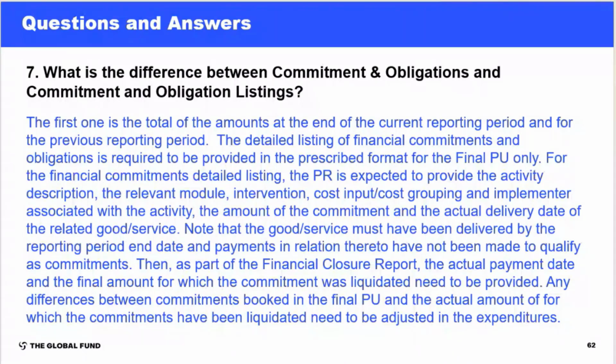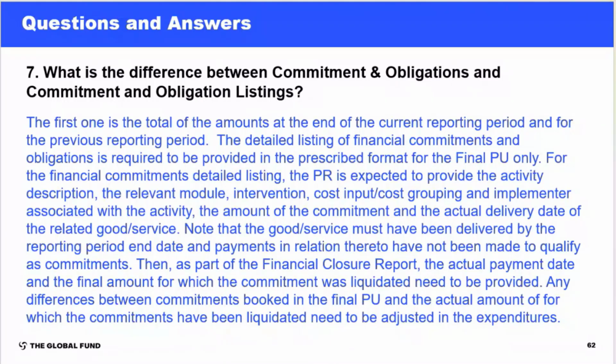And here we are looking at a summary of those figures and the net change between the opening and the closing. The commitment and obligation listing is a full detailed list of each item that is either a commitment or an obligation. They are on different tabs now. And basically, there will be some activity description, as it's pretty much the same as it is now.